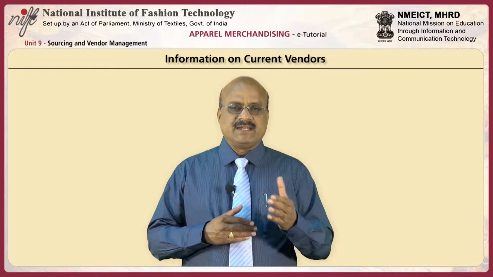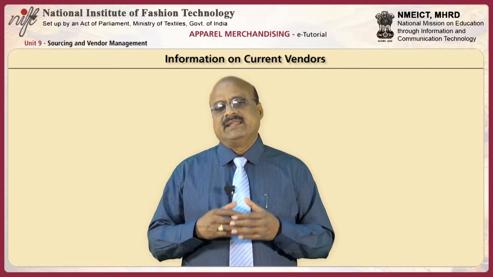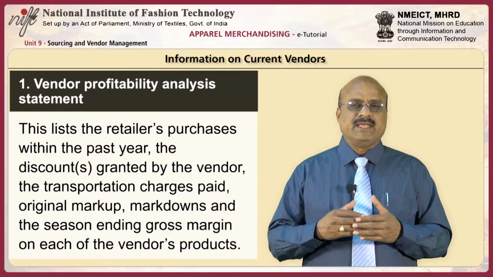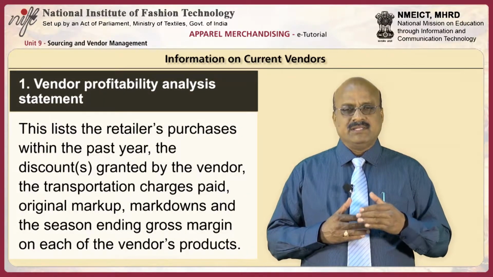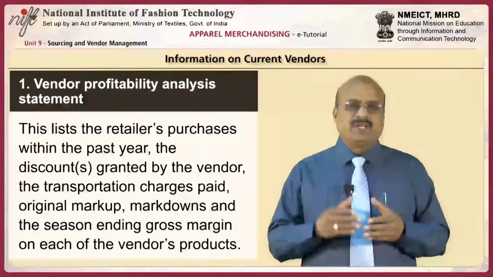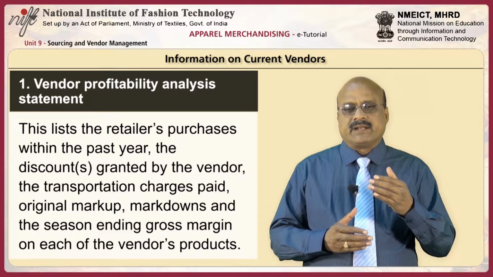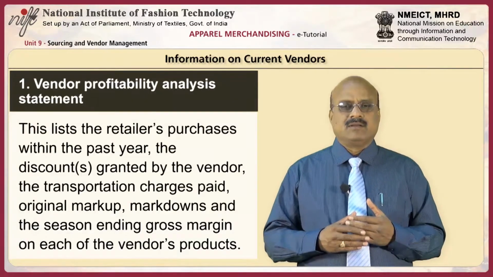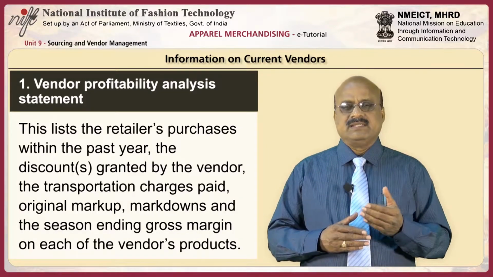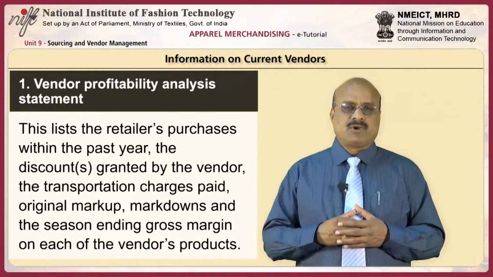Retailers should always enter the market with two pieces of information concerning the current vendors. First is the vendor profitability analysis statement. This lists the retailer's purchases within the past 1 year and the discounts granted by the vendor, the transportation charges paid, original markup, markdowns, and the season ending gross margin on each of the vendor's products.